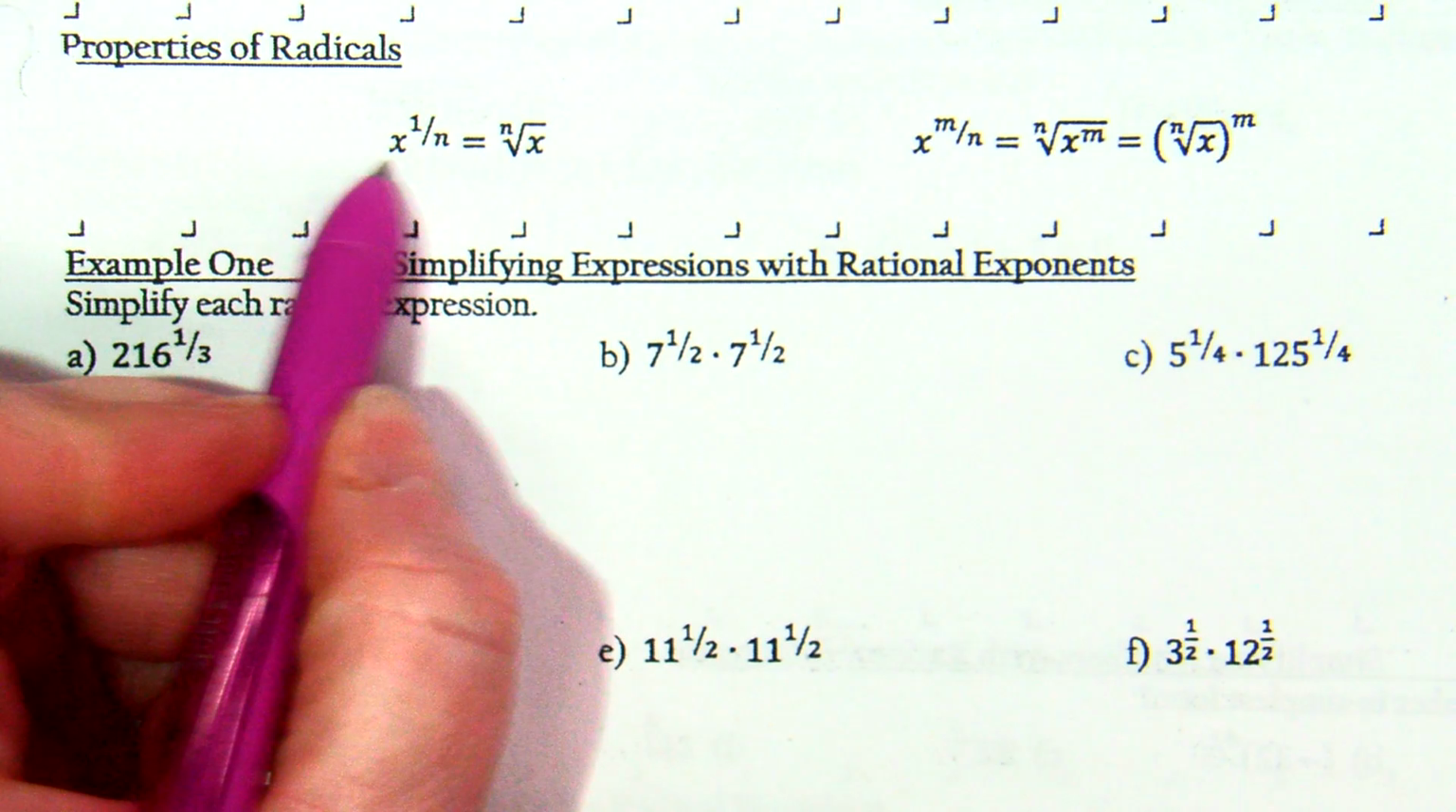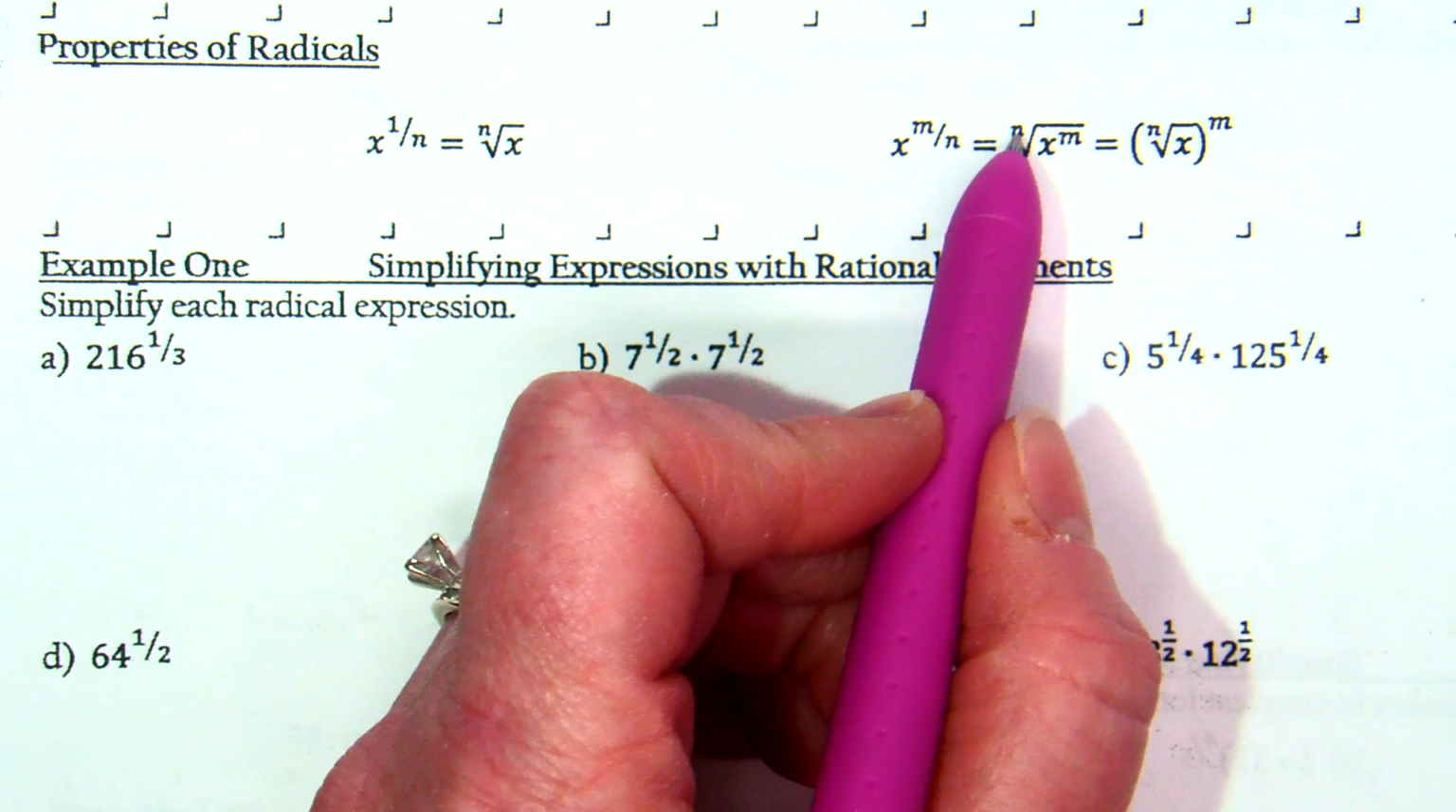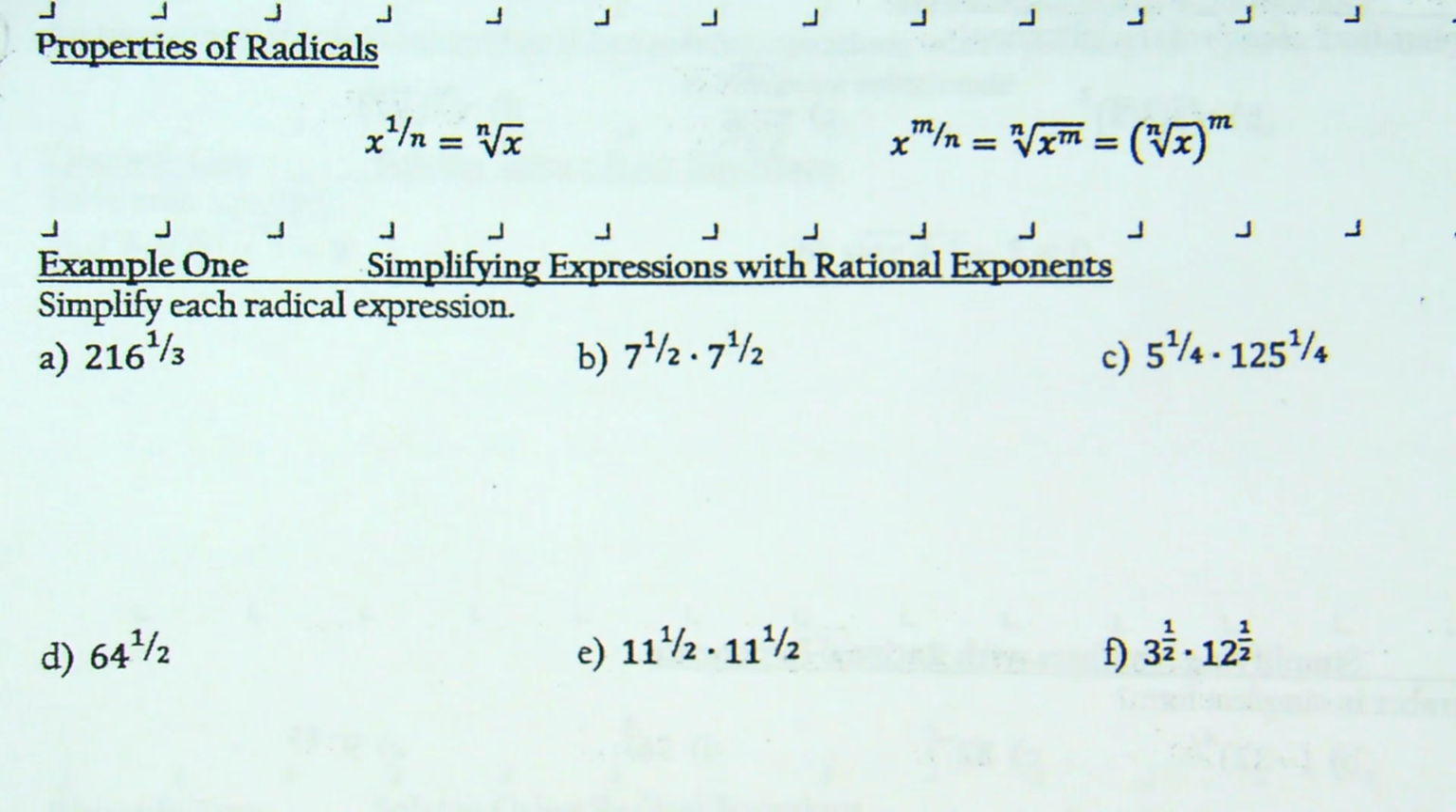The other piece over here, similar, x to the m over n power. Notice the n is still in the same location, right? That denominator is your root or your index. The nth root of x to the m. So that means your number on top, your numerator, is your power. And it can be written one of two ways: as the nth root of x to the m, or the nth root of x raised to the m power. I'll talk about that a little later, and definitely more tomorrow. But the key here is we go back and forth. The number in the denominator is your index number. It tells you what type of root it is.